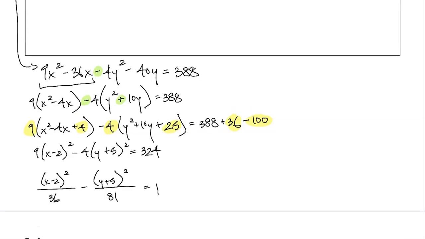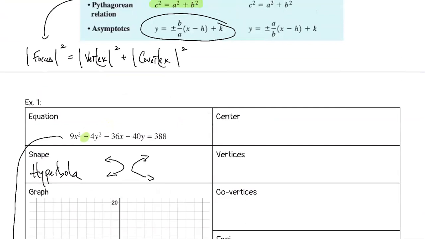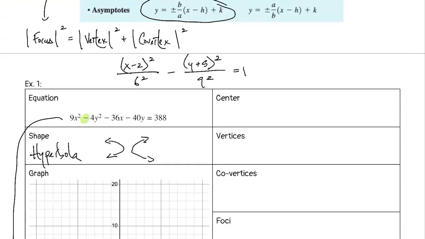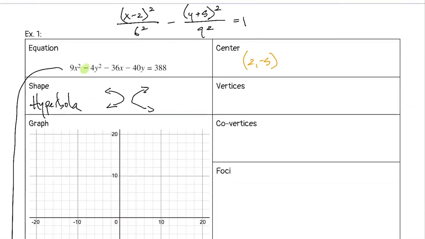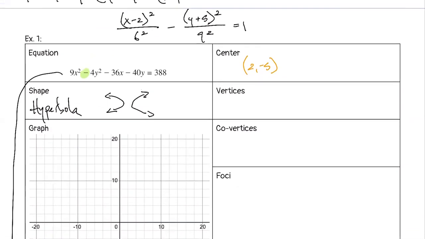Okay. So let's go ahead and rewrite this equation at the top so we can fill in the whole table. x minus 2 squared over 6 squared minus y plus 5 squared over 9 squared equals 1. I know my center is going to be at 2, negative 5. All right. I know my vertices.